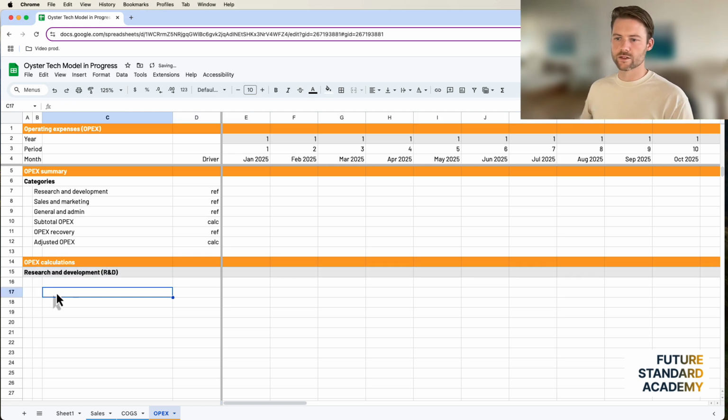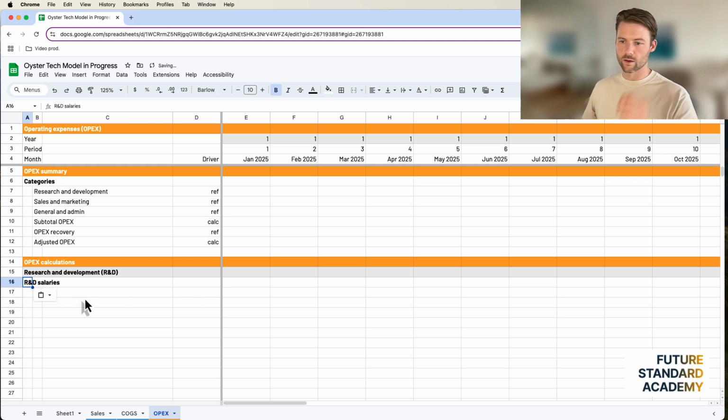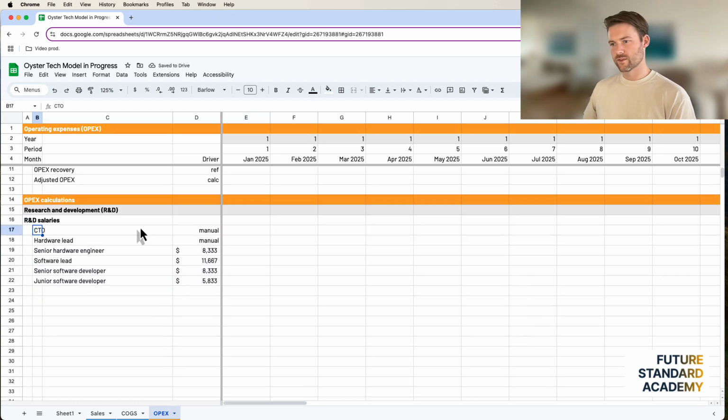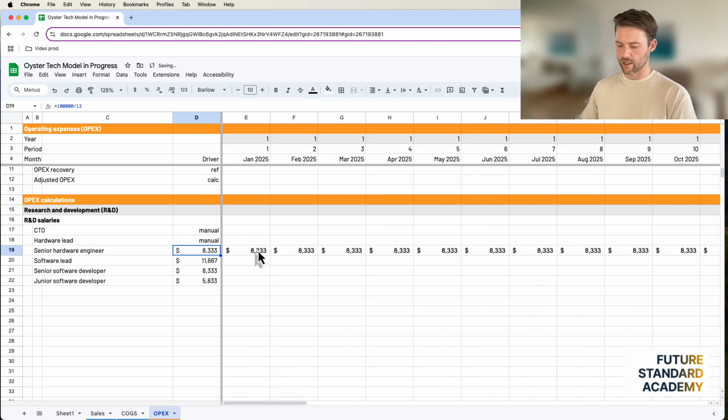So OpEx calculations, research and development is the first. And then here's what we're going to do. To keep things organized nicely, I always start with the salaries because they're going to be the most consequential, as we've discussed. For Oyster Tech, they're going to have these salaries. They're going to have a chief technology officer. The salary is going to be manually inputted. They probably all should be manual, frankly. The reason that I put in the costs here is because when I lock that cell, I can just change, if it was 9,000, it's like, okay, now they're all 9,000, right? And that's the reason I put that in the driver in the first place, so you can see where that number comes from and adjust it easily.